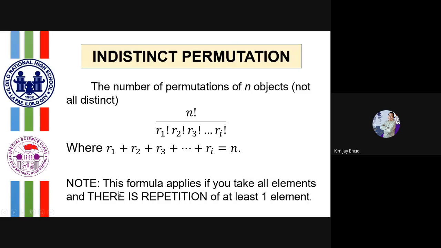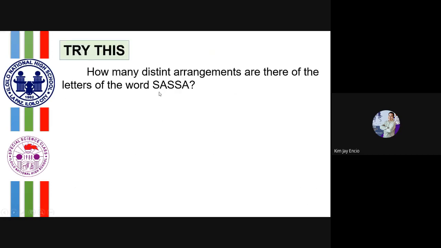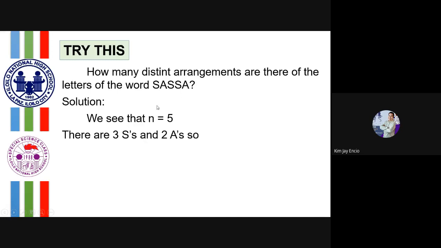But note again, this formula usually applies if you take all elements and there is repetition of at least one element. So, going back here, we have S-A-S-S-A. You see that n is 5. How come n is 5? Because 1, 2, 3, 4, 5. There are 5 letters, of which 3 are S's and 2 are A's. You see that 3 plus 2 is equal to 5, right?